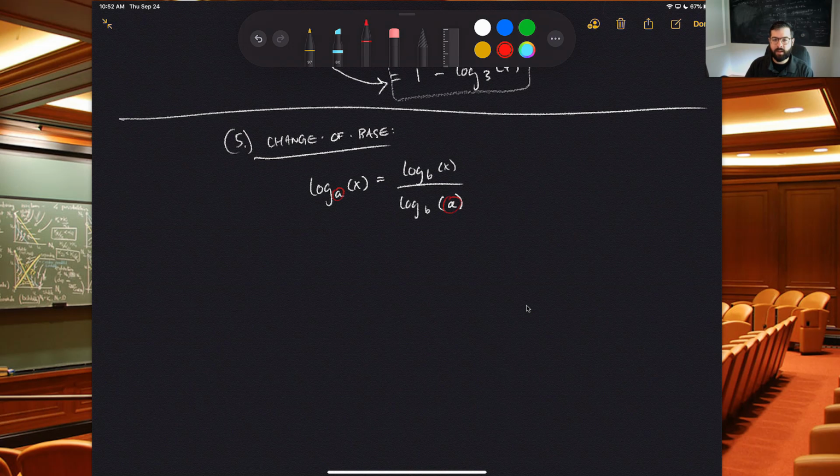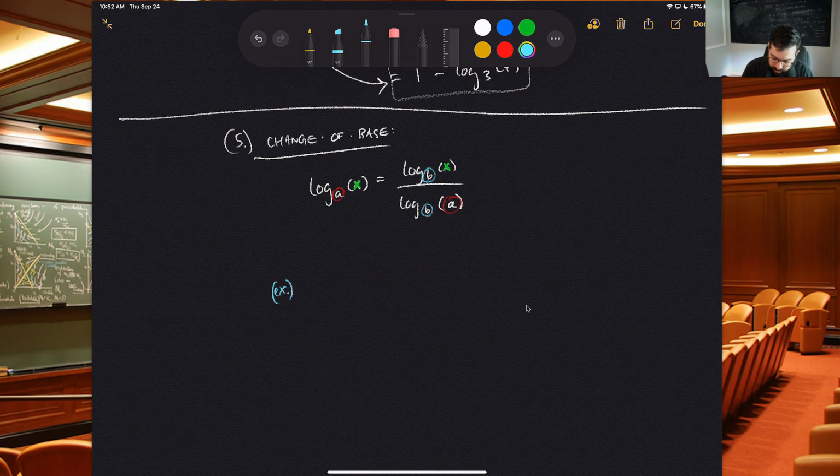So base a, you see here the relationship in the denominator. I'm taking the log of a and I'm changing the base to some b, and I still have my input here, x. So let's look at an example to clarify what this means.